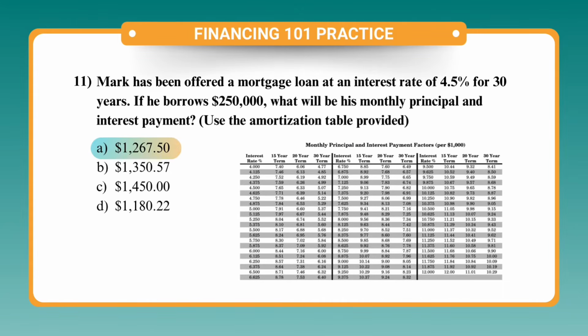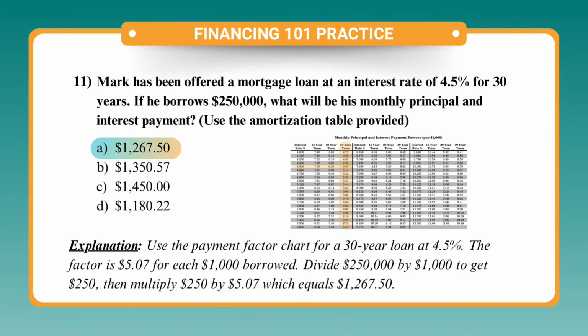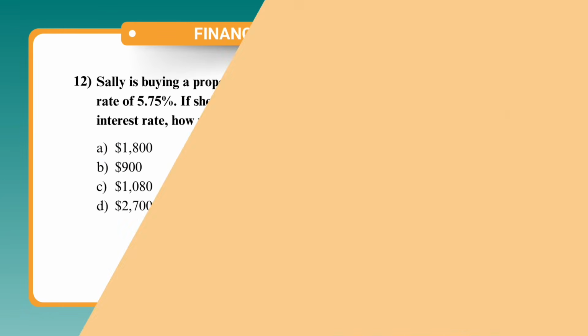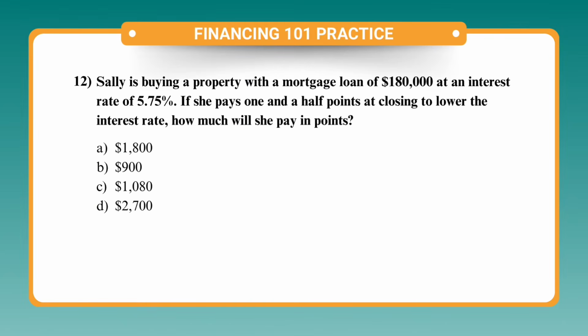The answer is A. Use the payment factor chart for a 30-year loan at 4.5%. The factor is $5.07 for each $1,000 borrowed. So you divide the loan amount of $250,000 by $1,000 to get $250. Then you multiply $250 by $5.07, and that'll equal $1,267.50.